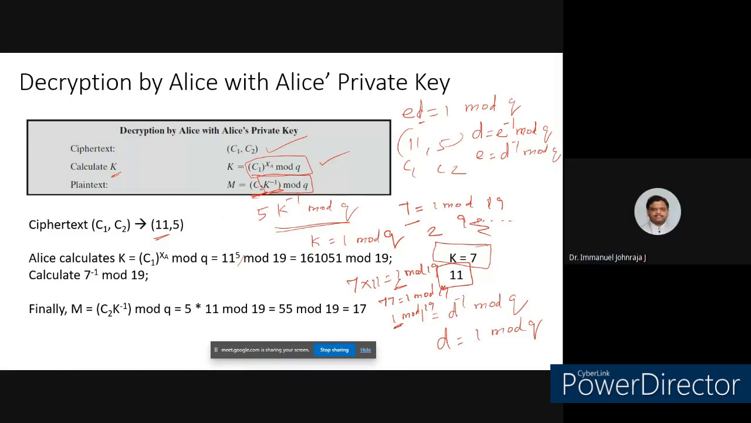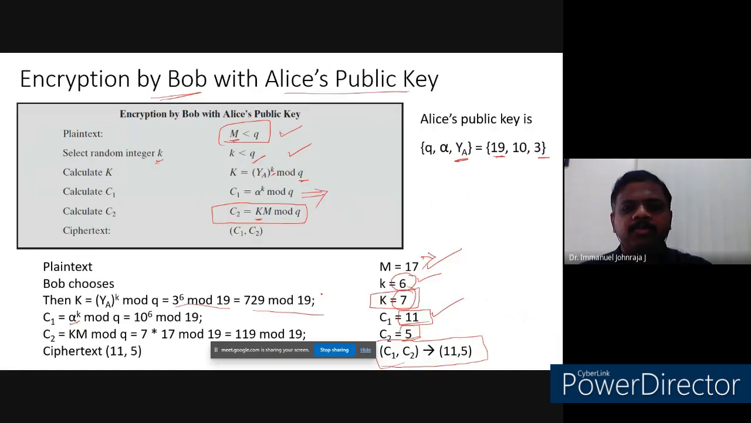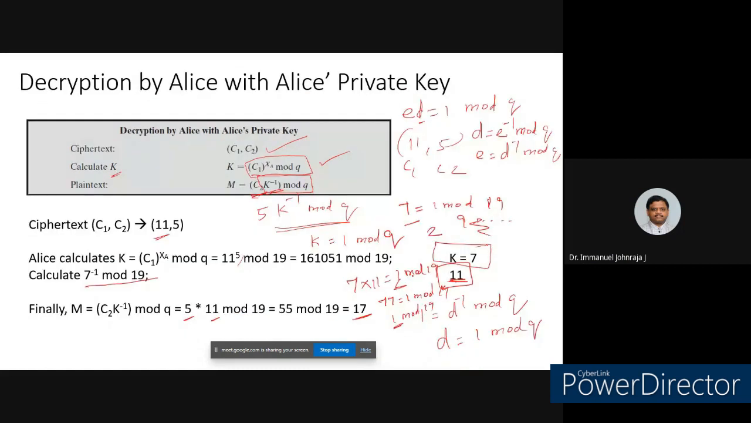Once you calculate the inverse mod q, you will have the value of 11. After that, it's a simple multiplication. C2 is 5 and this is 11, so 5 times 11 is 55 mod 19, and you have the value as 17. That is the original value of M. So M is chosen as 17. Now, Alice was able to decrypt the ciphertext which was given by Bob using her private key.